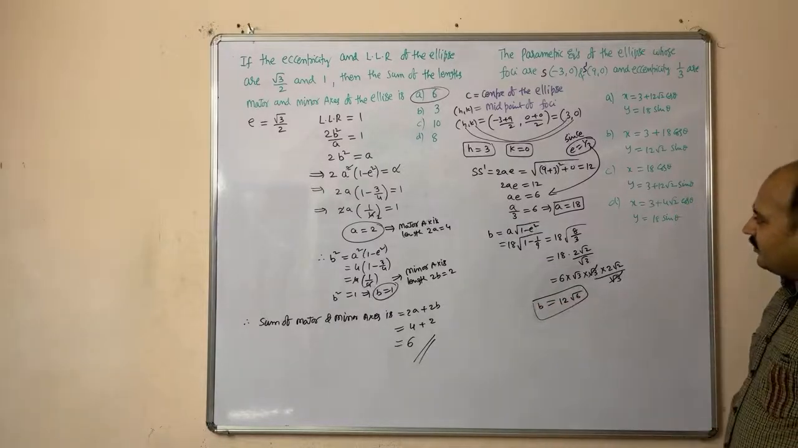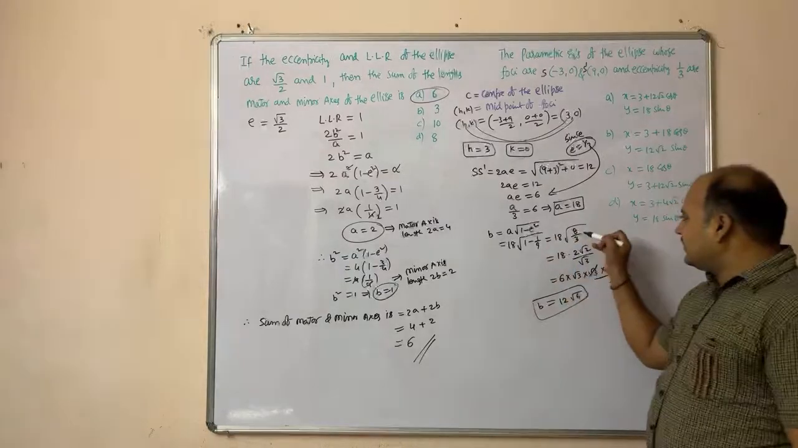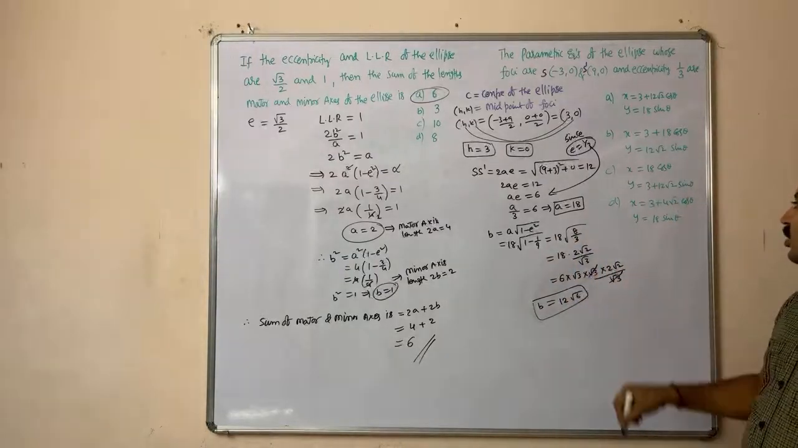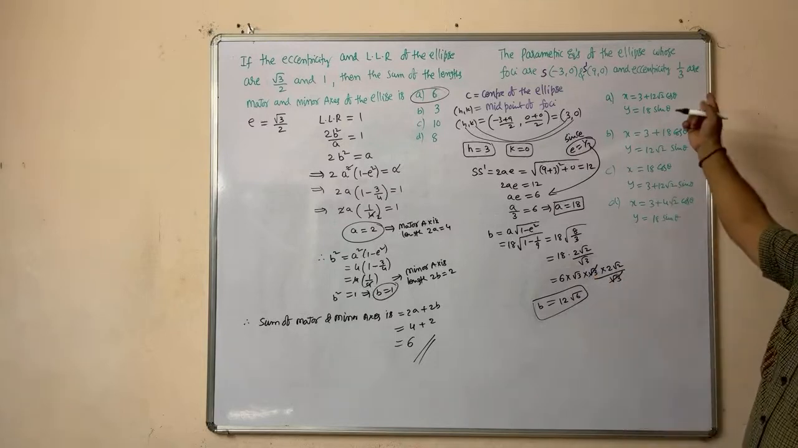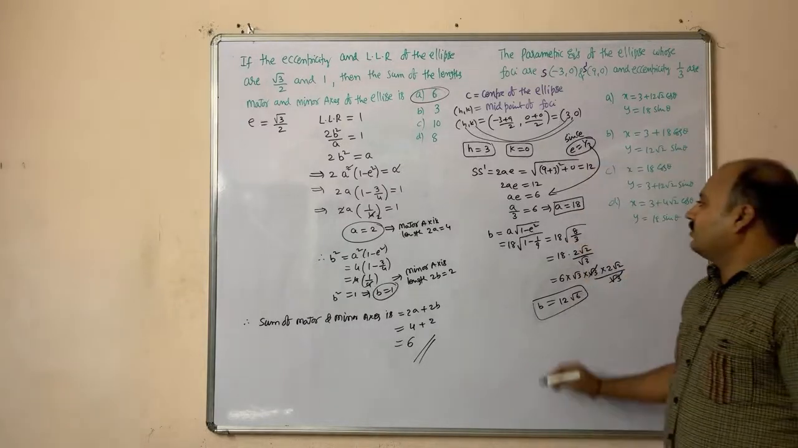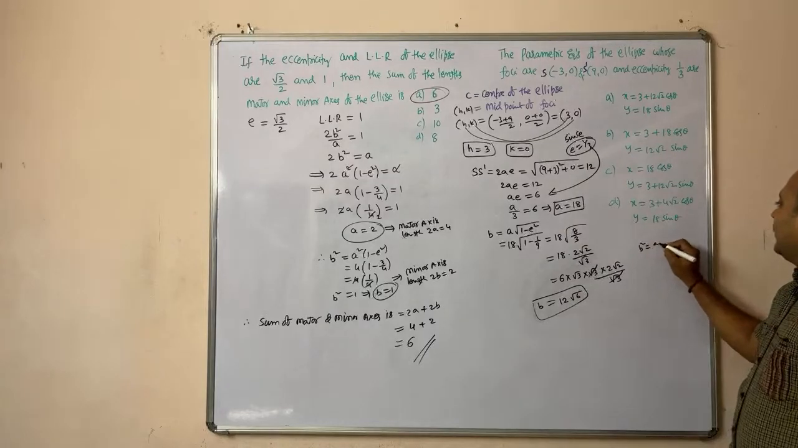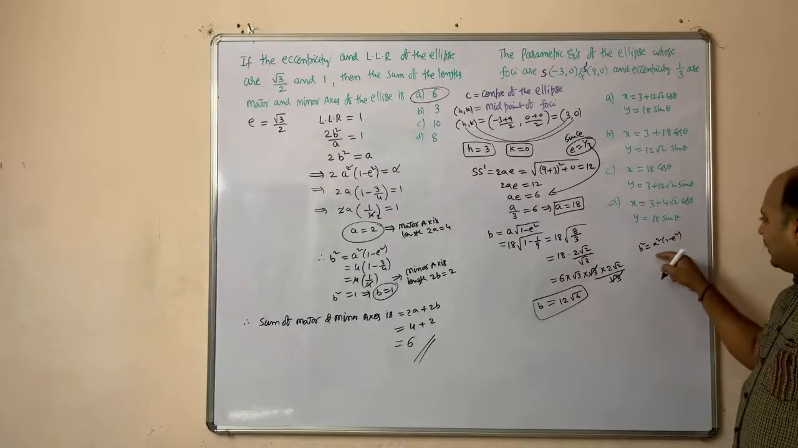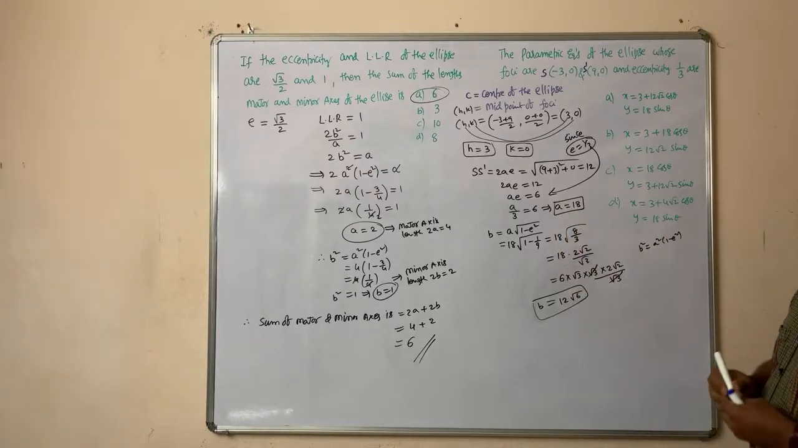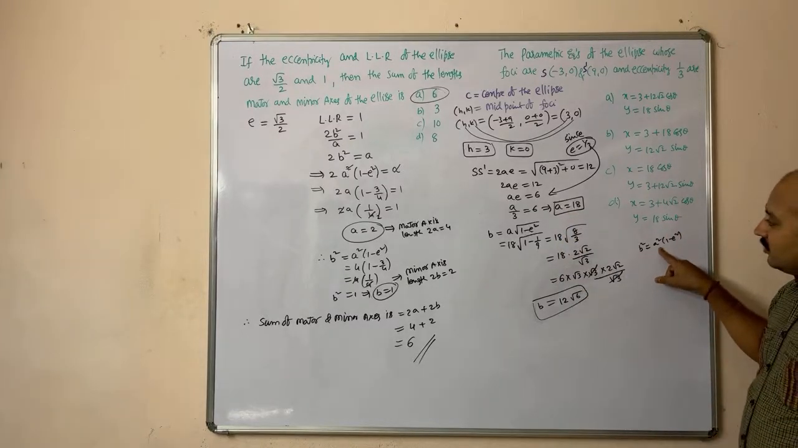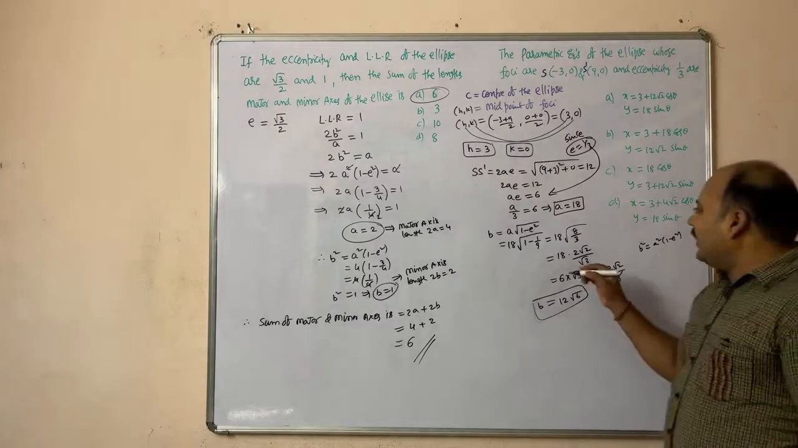Okay. 9 minus 1 is 8. 8 by 3. 2 root 2 by root 3. E value is 1 by 3 only in eccentricity. So B square is equal to A square into 1 minus E square. That's why B is equal to root A, the A value I wrote separately. A value only here 18. So it comes as root 18 also.